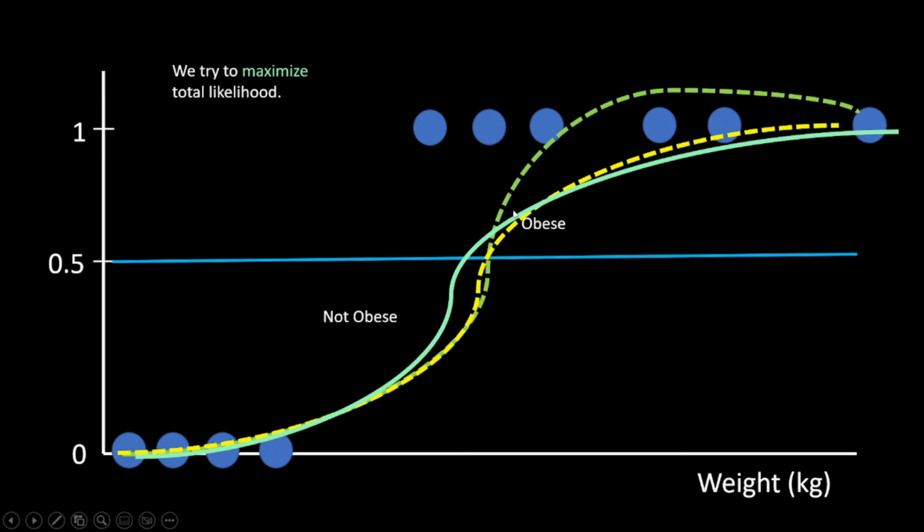And let's see, we get some more lines, and then we repeat this step until we get the best sigmoid function, or the best curve, or the best squiggle, right? The best squiggle that maximizes the total likelihood. And in this case, the green line fits the data points the best.